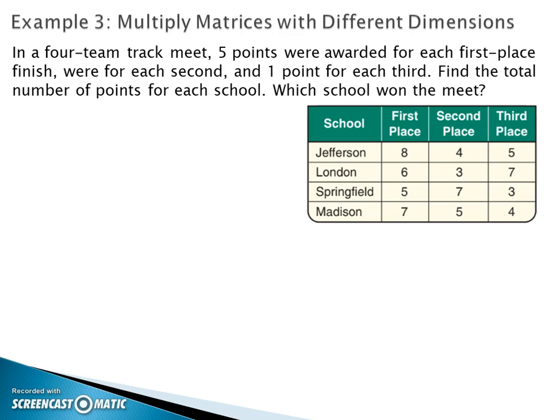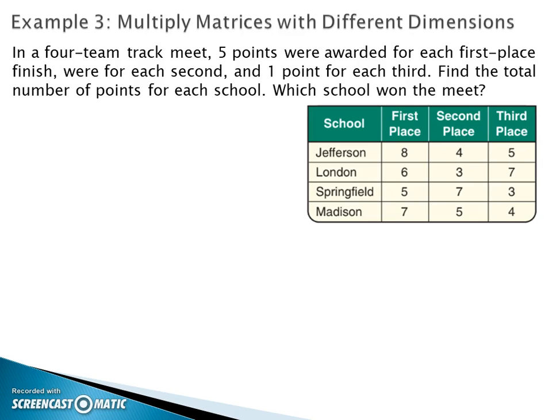We're going to write the results of the race and the points awarded in matrix form. We're going to set up the matrices so that the number of rows in the points matrix equals the number of columns in the results matrix. So first let's create the results matrix, which is what the columns and rows we have right here. So we have 8, 4, 5, 6, 3, 7, 5, 7, 3, 7, 5, 4. That is the matrix we're going to set up for the results.